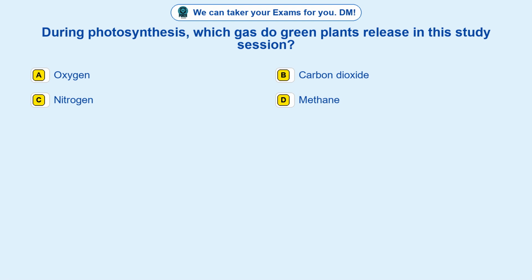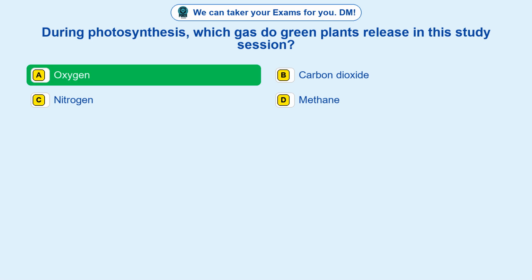Question 1. During photosynthesis, which gas do green plants release in this study session? Option A, oxygen. Option B, carbon dioxide. Option C, nitrogen. Option D, methane. The correct answer is option A, oxygen.